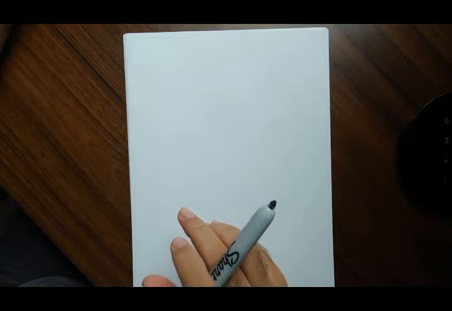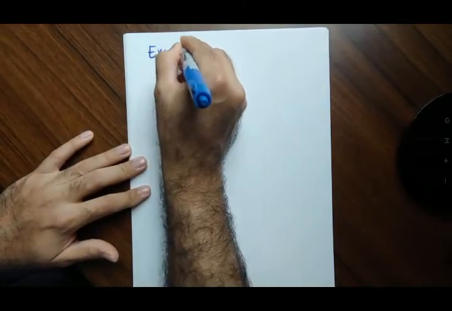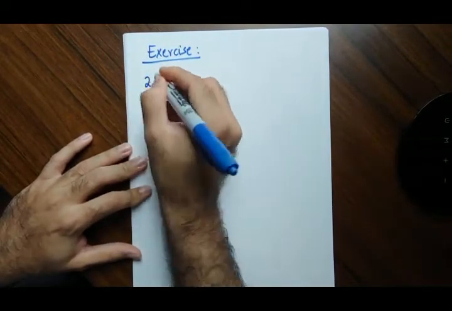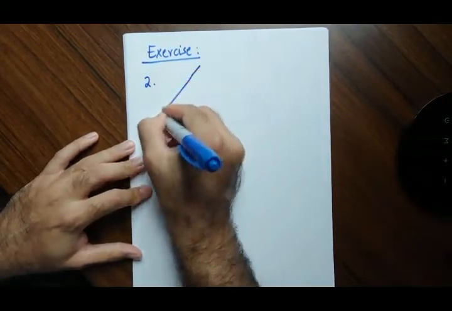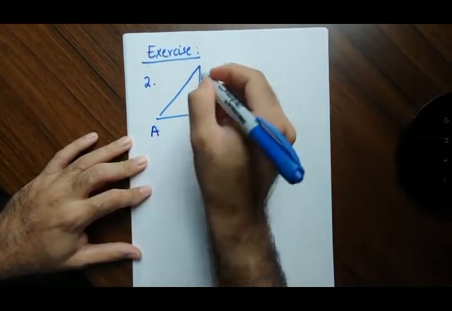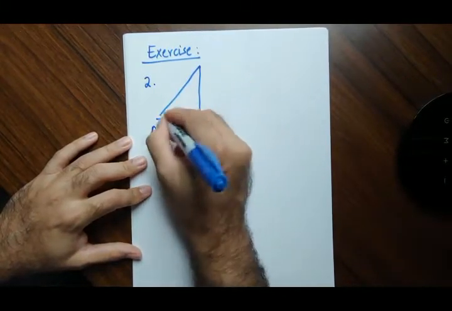So let's start with the exercise problems. Problem number 2. There is a right angle triangle given to you, and this is the angle A. We want to find the sine, cosine, and tangent of this angle A.